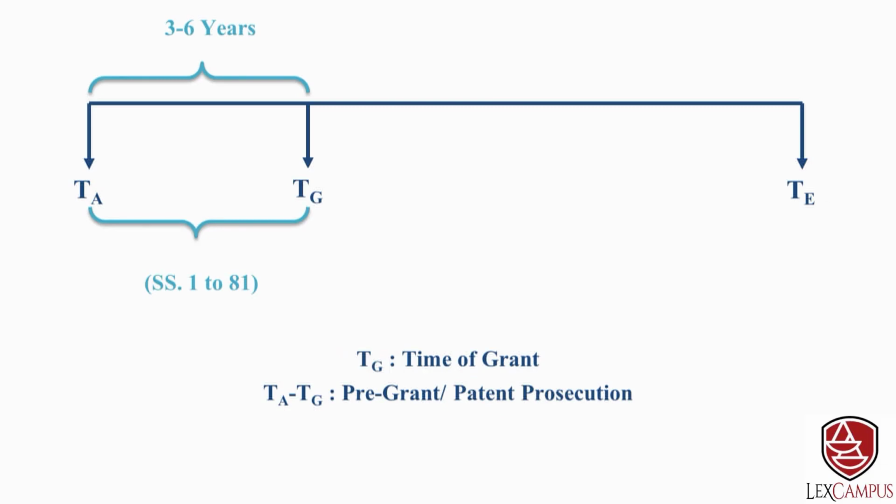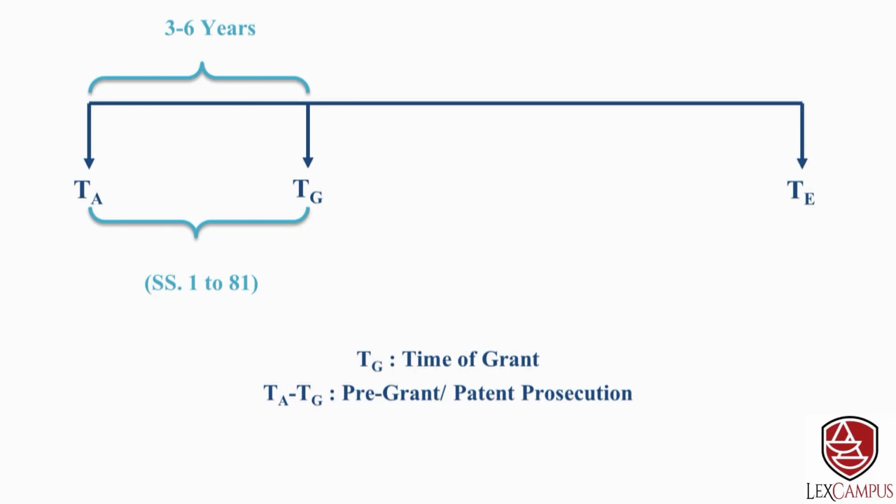A patent normally takes on an average 3 to 6 years to get granted. So, from the day you apply for the patent, that is from TA up until TG, that is the time of grant, you have roughly, and this is not set in stone, it varies from application to application, and it could also vary from patent office to patent office. So, on an average we could say that the time between filing the application, the time of application, and the time of grant is 3 to 6 years. The grant is when a patent is granted by the patent office.